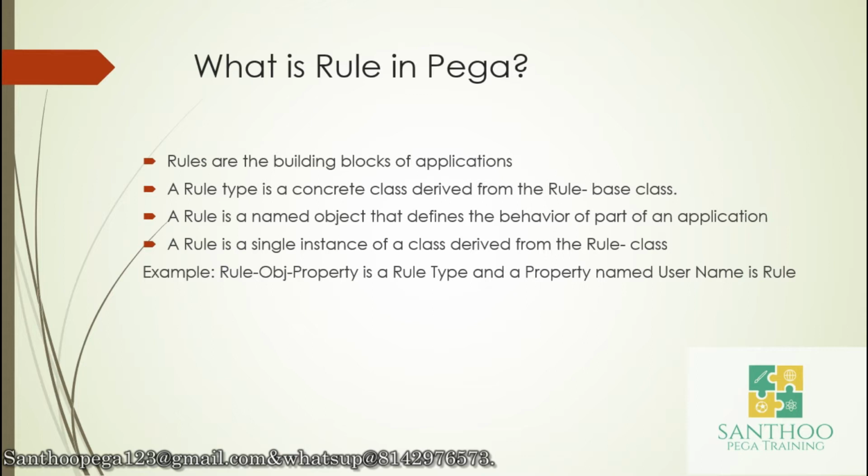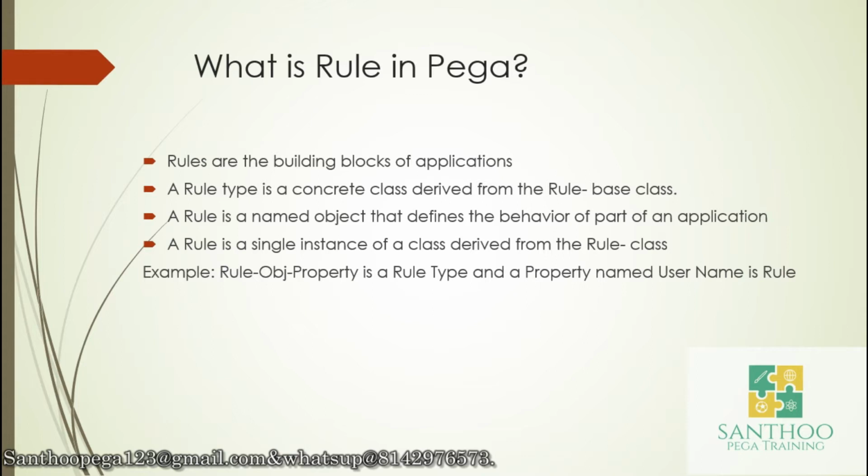Now we need to understand what the rule is here. The rule is a building block, I mean the blocks of your application, and it's nothing but some code. In programming, we call it writing code, and the code is used to implement some logic. Here the rules are the same way of implementing the logic, but technically we call it a rule in Pega.